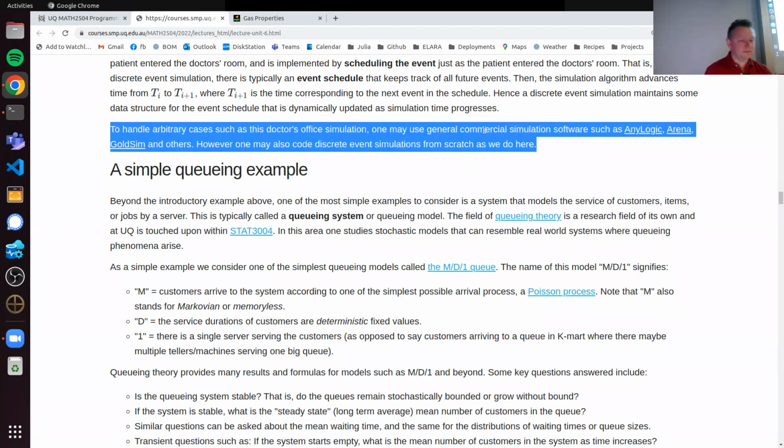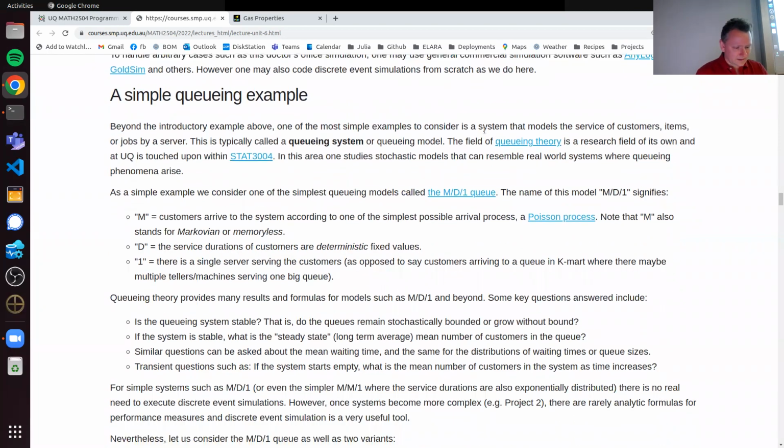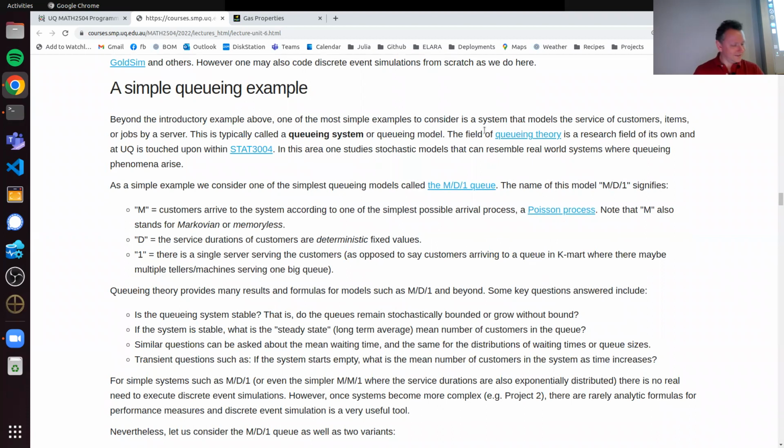There's some nice general purpose software for dealing with these things. I haven't actually used them. I believe Anna will probably mention one or two of them. I know she's had a lot of background in these kinds of simulations in industry and consulting settings.